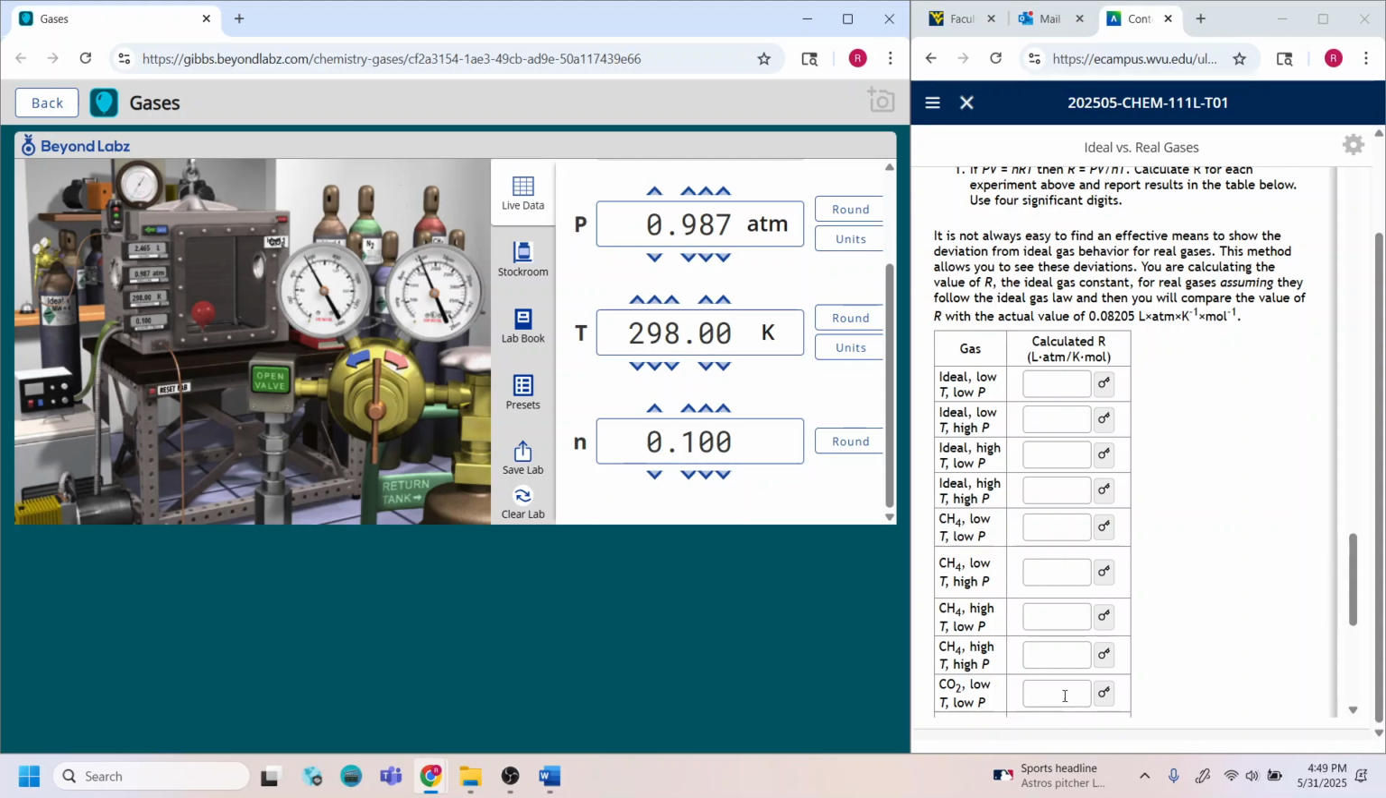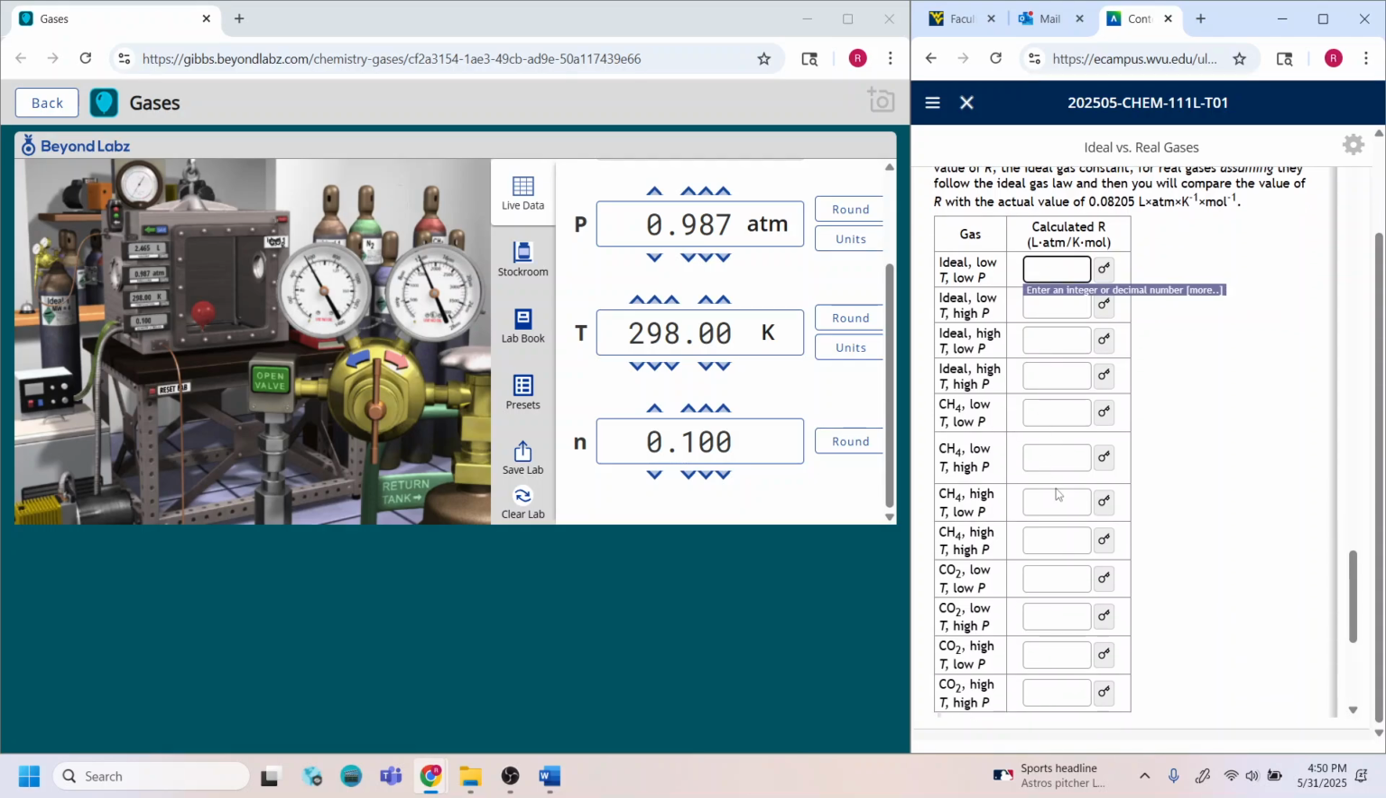Now for the ideal gas first. For the ideal gases, I'm expecting your answer for R to be 0.082 liter atmosphere mole minus 1, K minus 1. So these need to have the same value for ideal gases. The R, which is the gas constant, should not change.